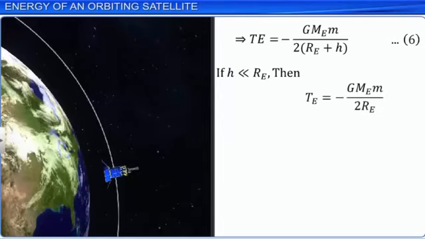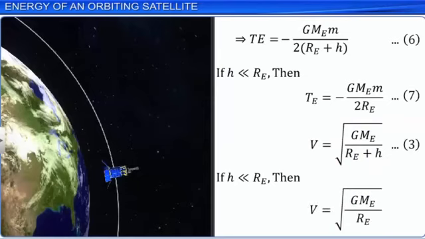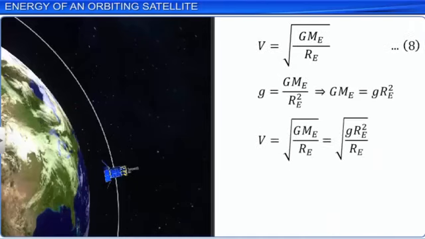The speed of the satellite in its orbit is obtained by substituting 0 for h in equation 3. This gives the speed of the satellite in its orbit as v equal to square root of GME by RE. Let this be equation 8. Using the relation between acceleration due to gravity on the surface of the Earth and the universal gravitational constant, the orbital speed of the satellite can be expressed as v equals square root of gRE. Let this be equation 9.